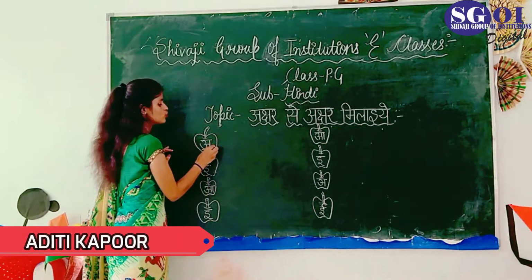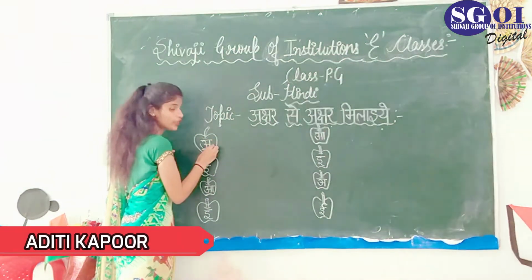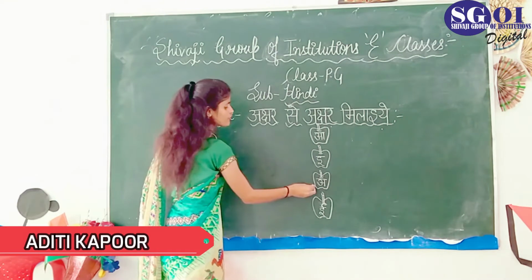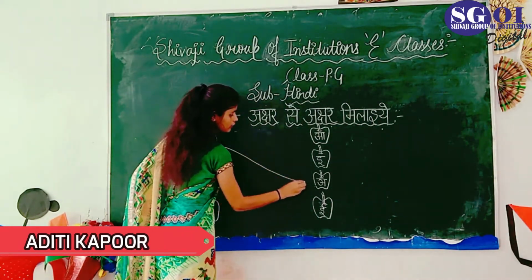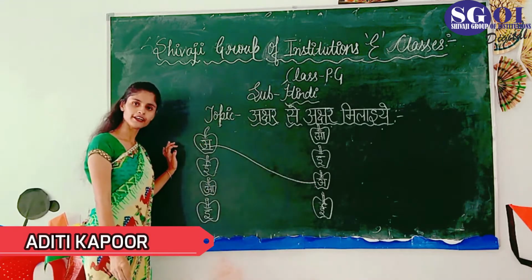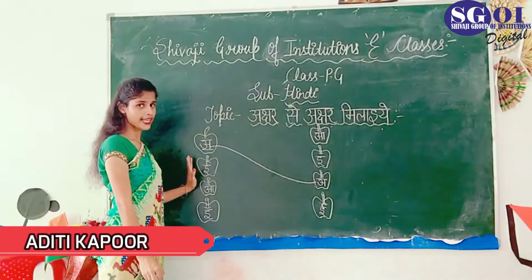Okay. So we will match छोटे आ से अनार with the letter of छोटे आ से अनार. Just like this. Clear? Now come to the next line.